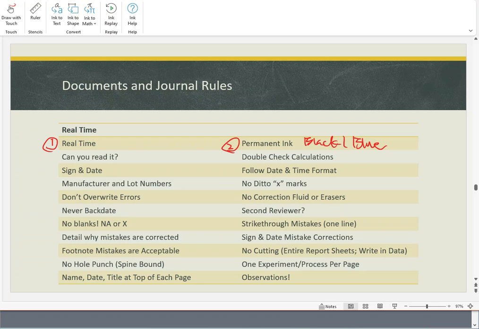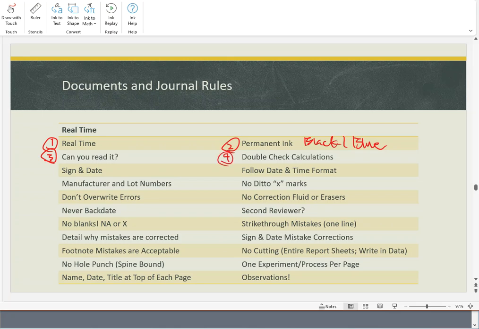But folks, absolutely no pencils. Absolutely no pens that can get erased. It's got to be permanent ink. And if you've got an eraser, that's not permanent. Number three, can you read it? So unlike my lecture notes, can you read what you are writing on the laboratory notebook or in the laboratory document? I hope so. If not, you need to improve and work on that a little bit more.